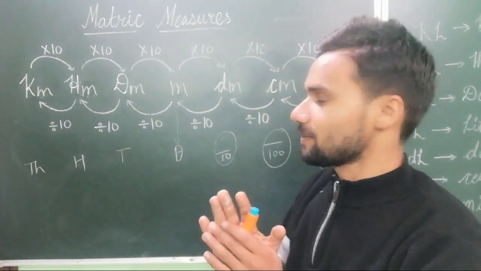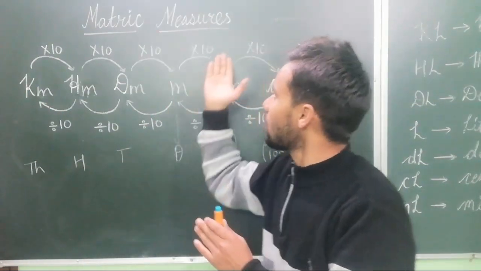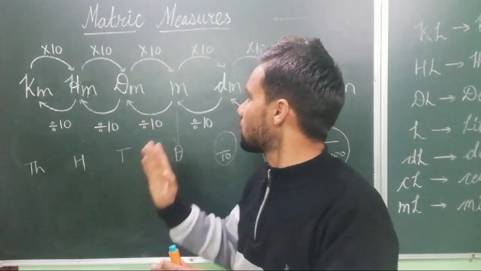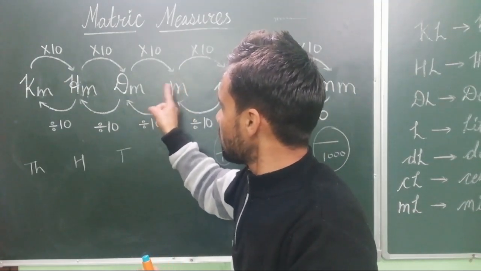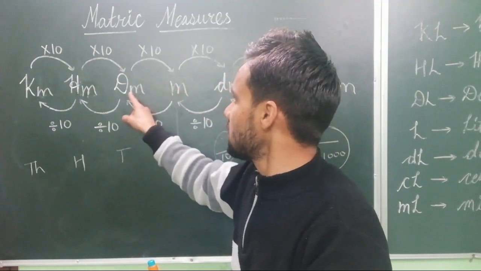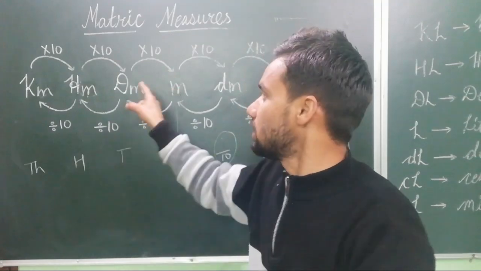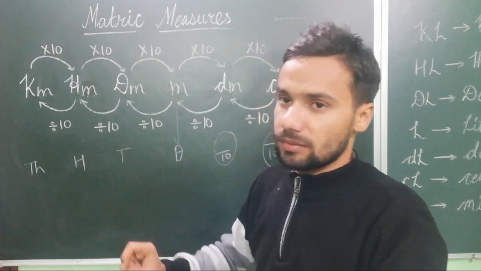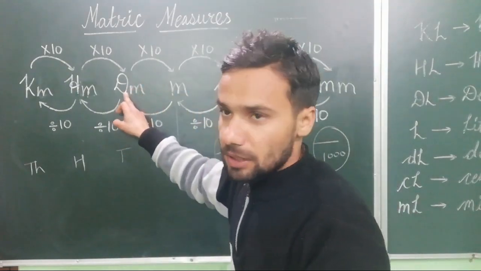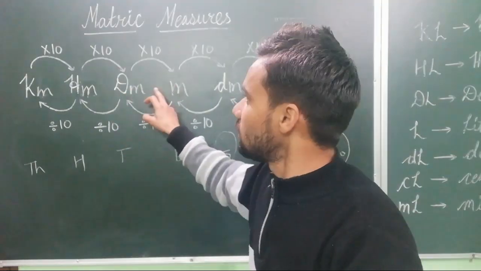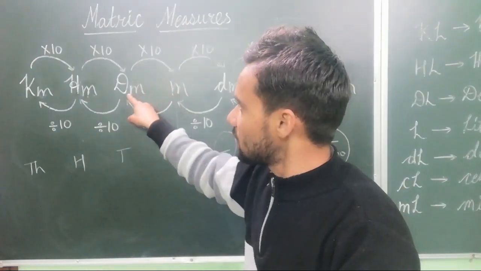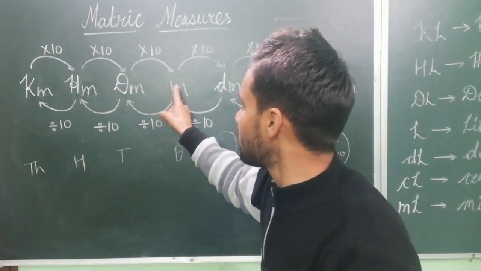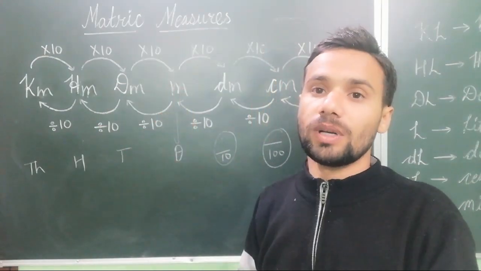But how many times? The question is just how many times? So I again write here 10 times. What is going on here? If you see meter and decameter, what is the relationship between decameter and meter? So 1 decameter is equal to how many meters? Yes, meter is smaller as compared to decameter. But what do you say? 1 decameter is equal to 10 times of 1 meter.